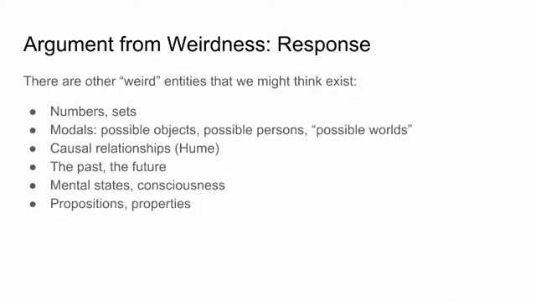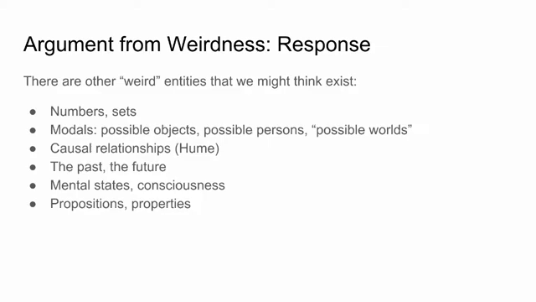So the response to the argument from weirdness basically points out that there are a bunch of other really weird entities that we also might think exist. So let's think about a few. Numbers and sets.